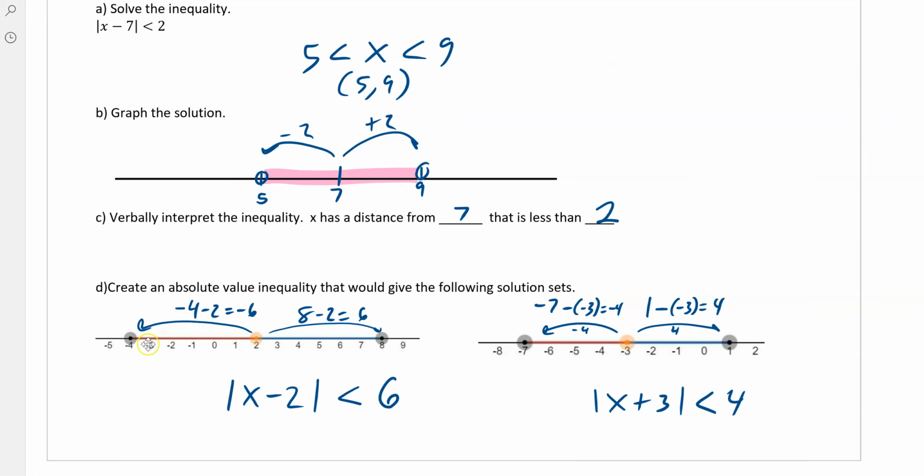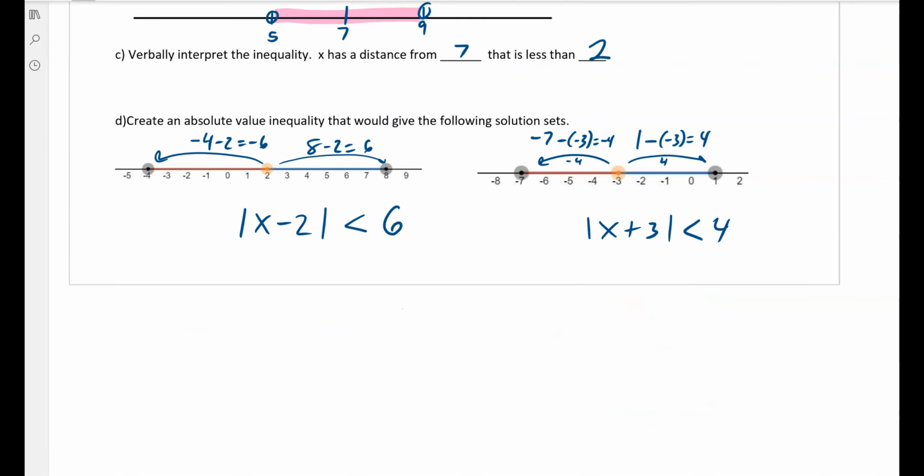So these are all the x values that if you plug them into this inequality will come out true. And then this one had a distance of 4. So this has to be the inequality for it. So again, if you plug any of these in, they will come out true, like -2. So that would be -2 plus 3, which is 1. Absolute value of 1 is less than 4. If you did -6, that would come out to be -3. Absolute value of -3 is +3, which is also less than 4. So again, we're just reading this as x has a distance from 7 that is less than 2, and that's how you want to read it.